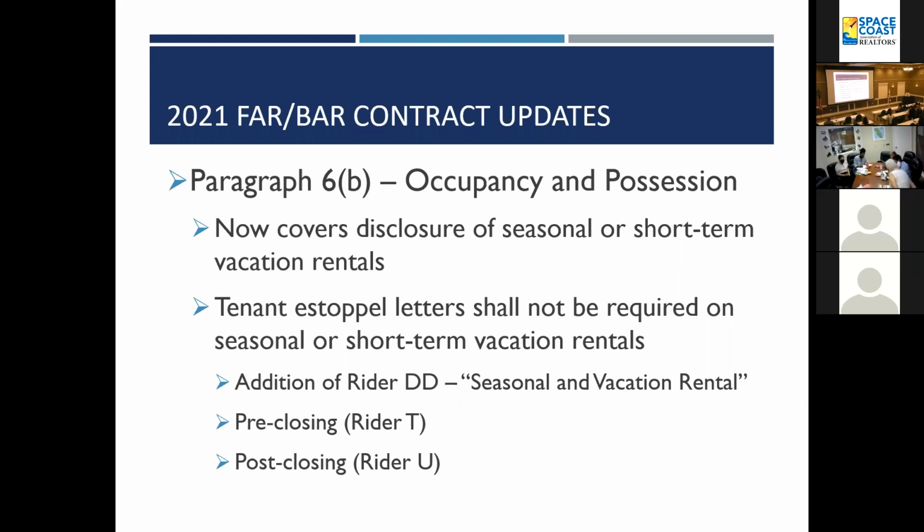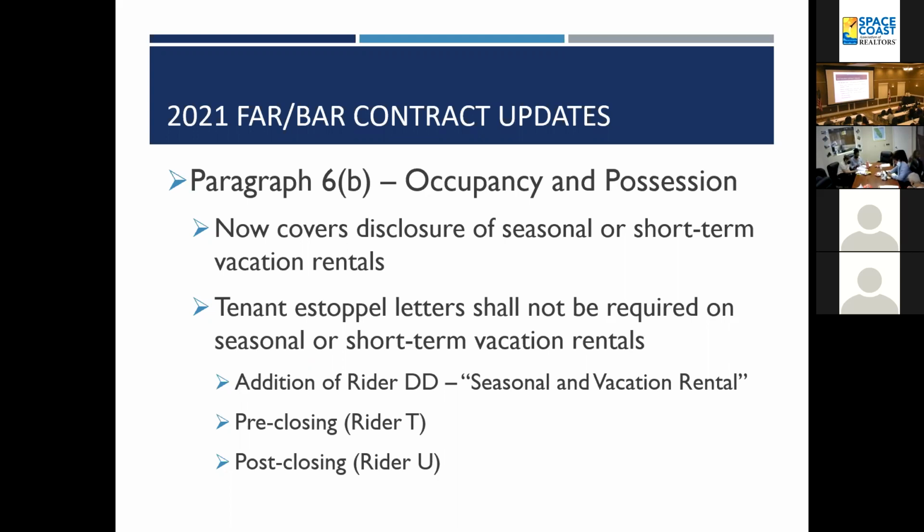However, it happens. And what they've done is they've added a reference to rider T. The rider's always been there. They added a reference to the rider so that if you're going to have pre-closing occupancy by the buyer, we are referencing rider T. Now, if you look down at paragraph 6B, the last sentence is rider U for post-closing occupancy by seller. That's always been there. They're just adding rider T's reference above in case it's pre-closing occupancy by the buyer.